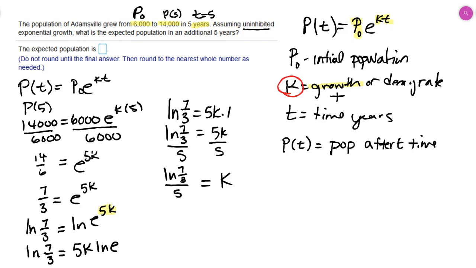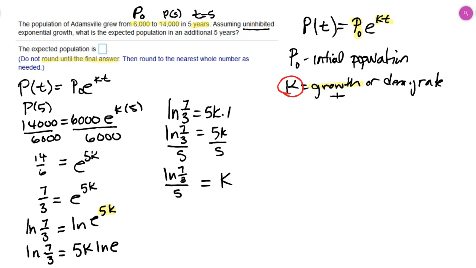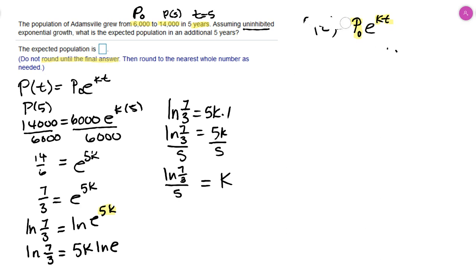Now you could put this in your calculator and get a decimal answer, but I don't want to round until the very end of the problem. And you can see even the directions here, it says do not round in the final answer. So I'm going to leave this alone for the moment. Now I'm going to erase this, and let's read the question again to make sure that we answer what's being asked. So in this question, it wants us to find what is the expected population in an additional 5 years.